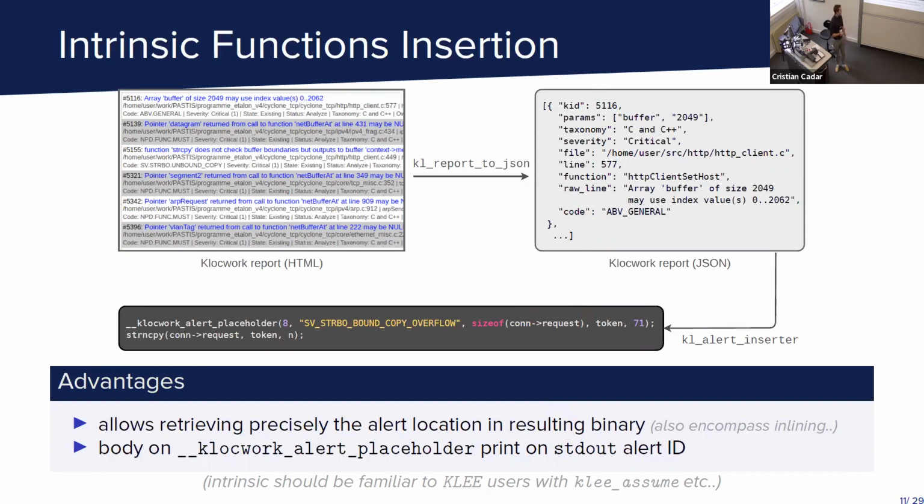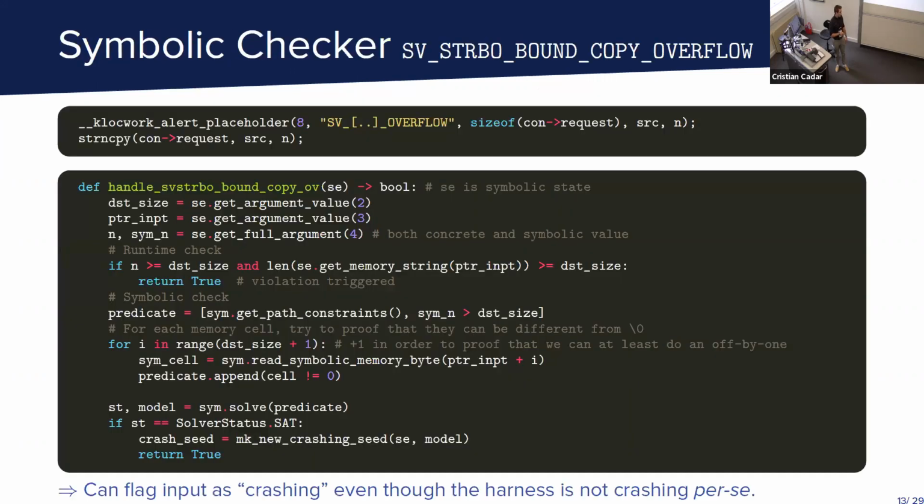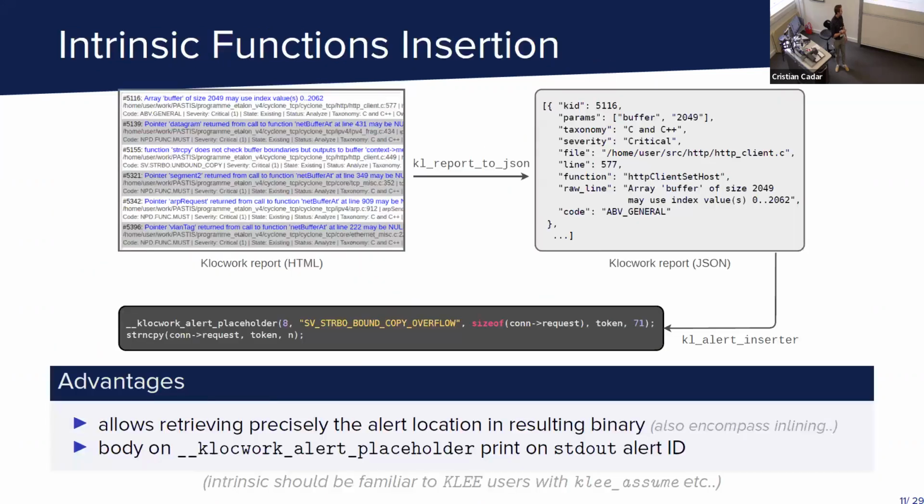Doing that has two advantages. It allows you to precisely locate the alerts in the binary, whether they have been duplicated by means of inlining or something. And also the output of the functions is just a print on stdout. So if you just look at the output of the program, you know which ones you've basically covered.